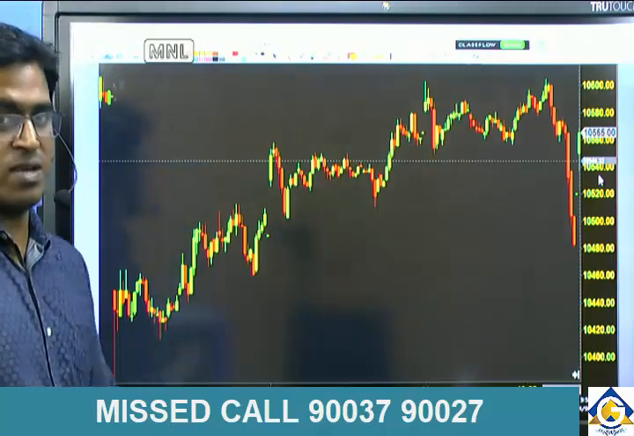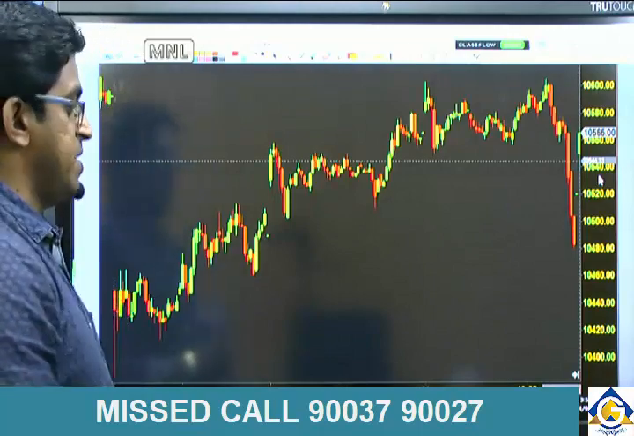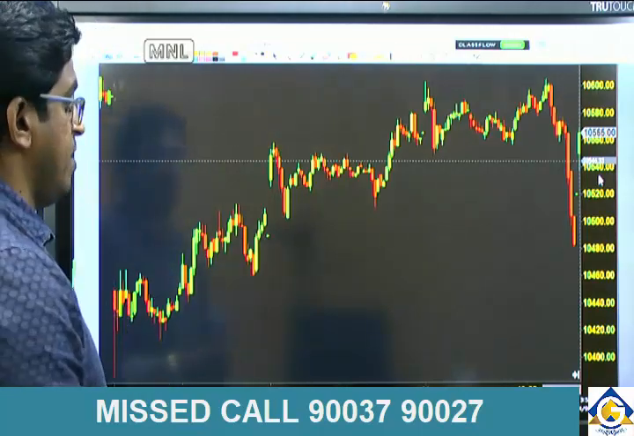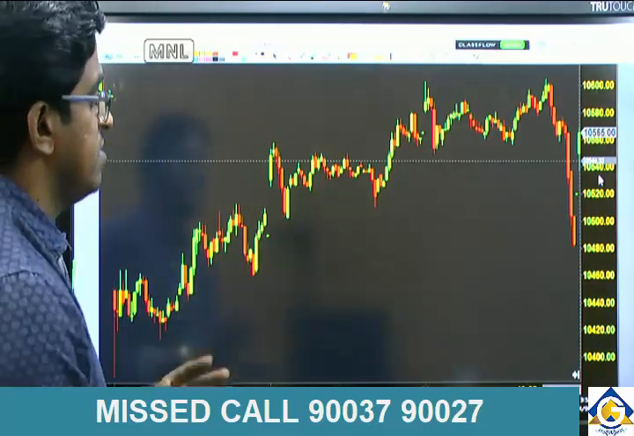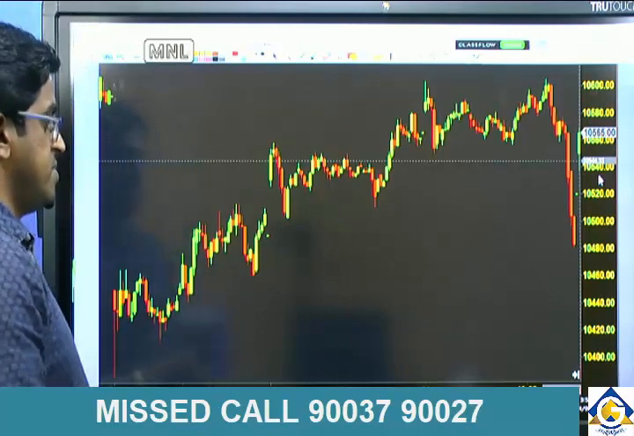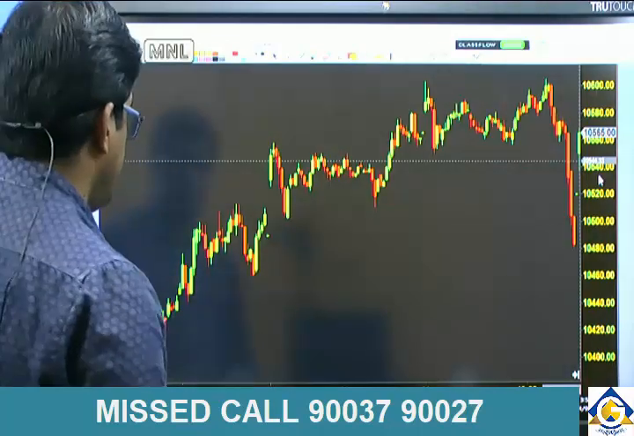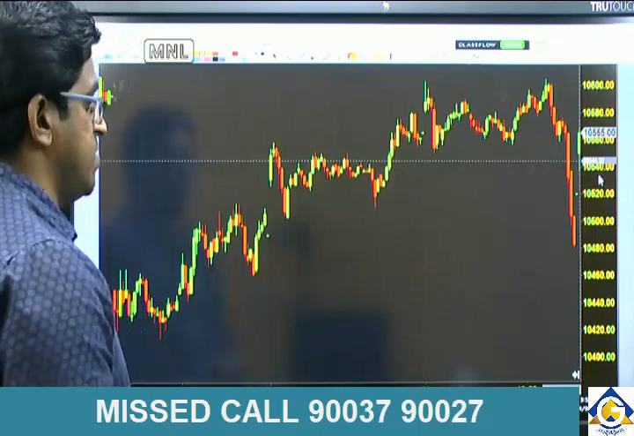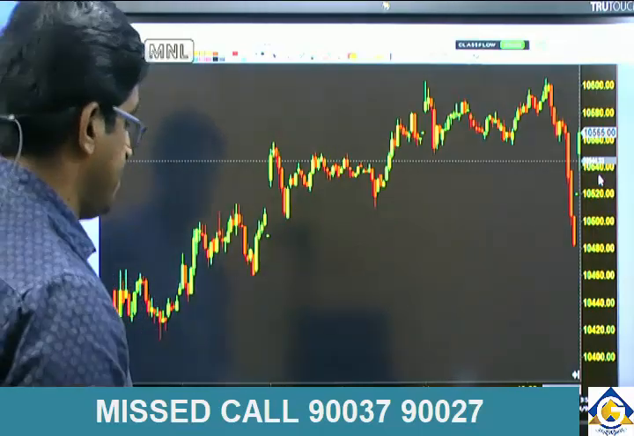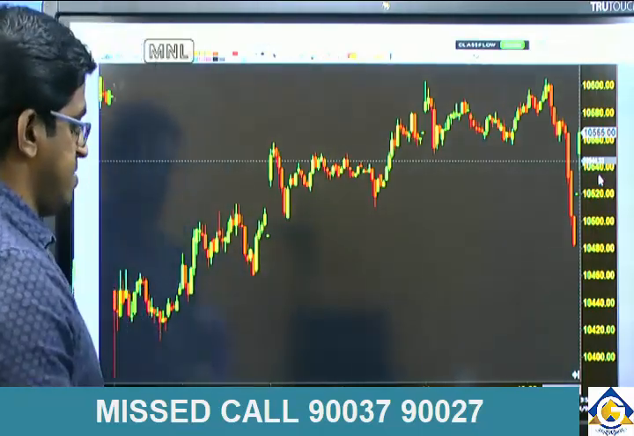Hopefully I'll be using a crude oil chart. I know there are many commodity traders here. I'm going to mix both index, equity and commodity charts. Try to identify the trend in this particular chart. I think it's a 15 minute candlestick chart.